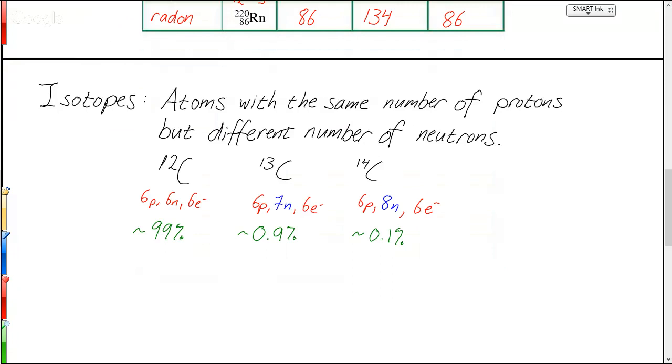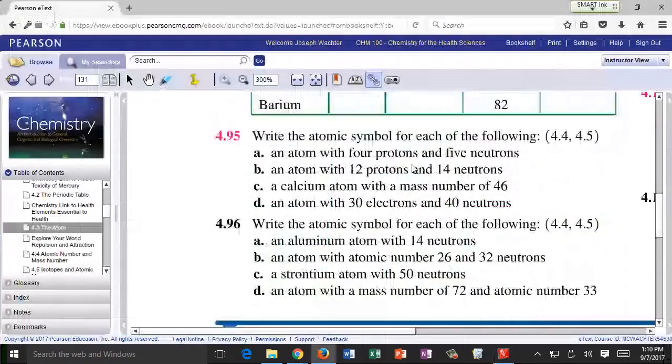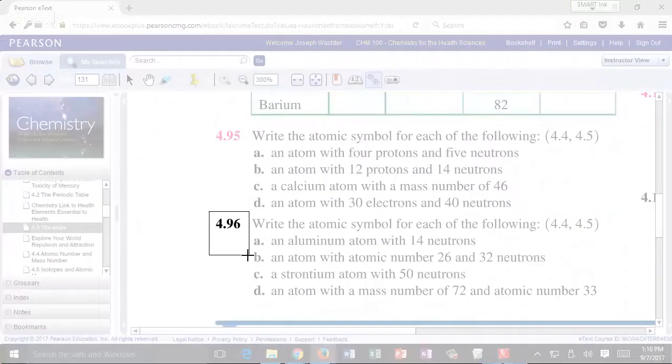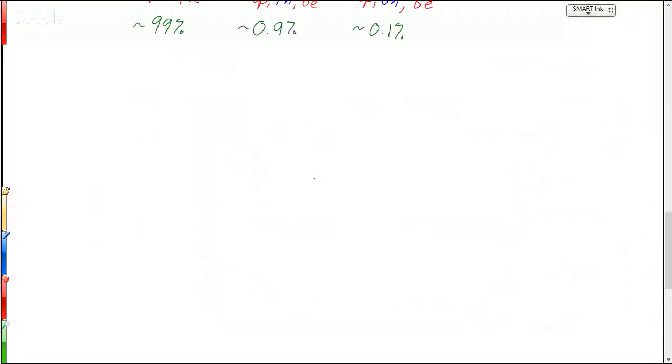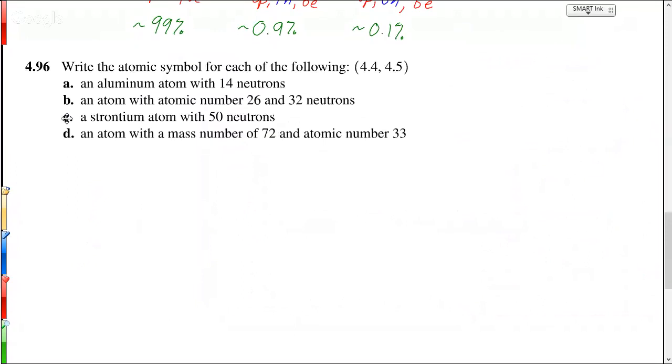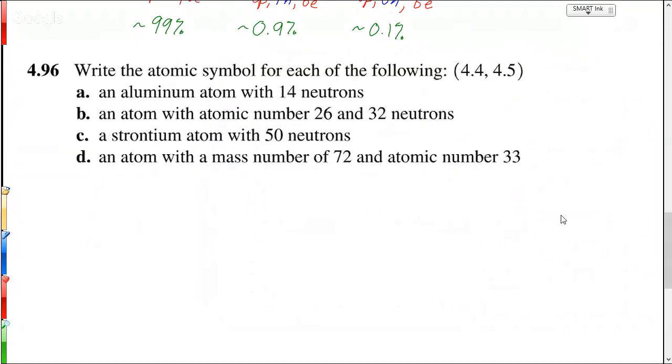All right. Okay, let's try some more of these. So this idea can be asked in a couple different ways. We can do a table like that, or we can get some descriptive questions like this. All right, see if you can write those four. Again, you might need a periodic table with the names on it for reference.